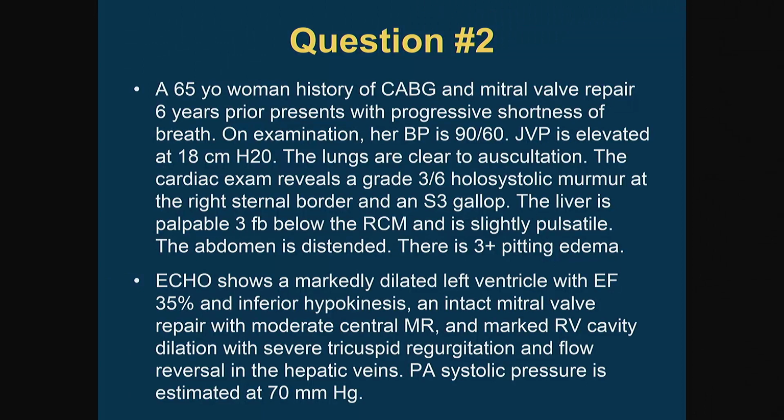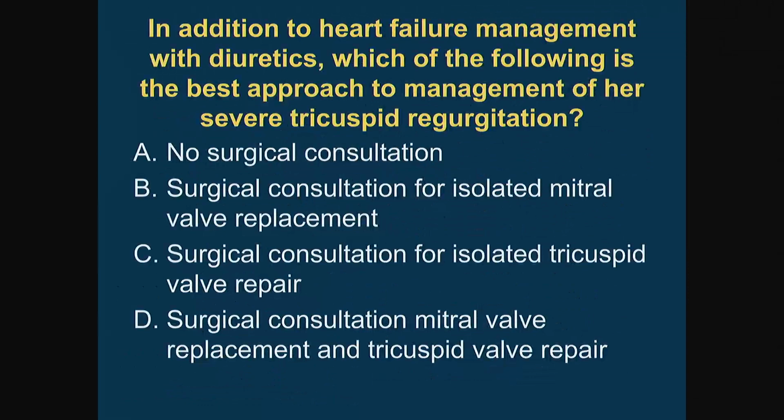The echo shows a markedly dilated left ventricle with an EF of 35% and inferior hypokinesis, an intact mitral valve repair with moderate central mitral regurgitation, and marked RV cavity dilation with severe TR and flow reversal in the hepatic veins. Pulmonary artery systolic pressure is estimated at 70 millimeters of mercury. The question to you is, in addition to heart failure management with diuretics, which of the following is the best approach to management of her severe TR?